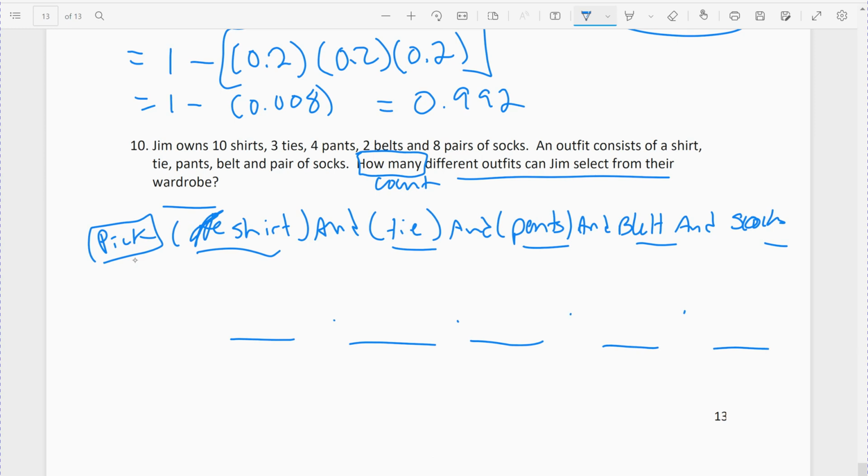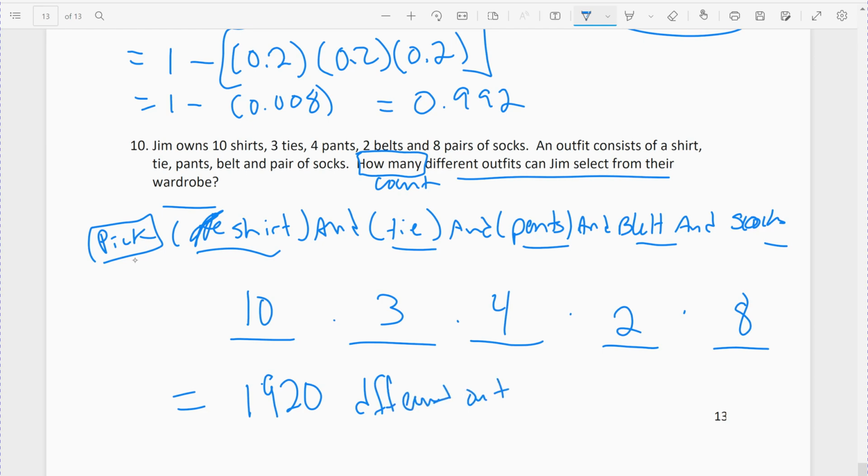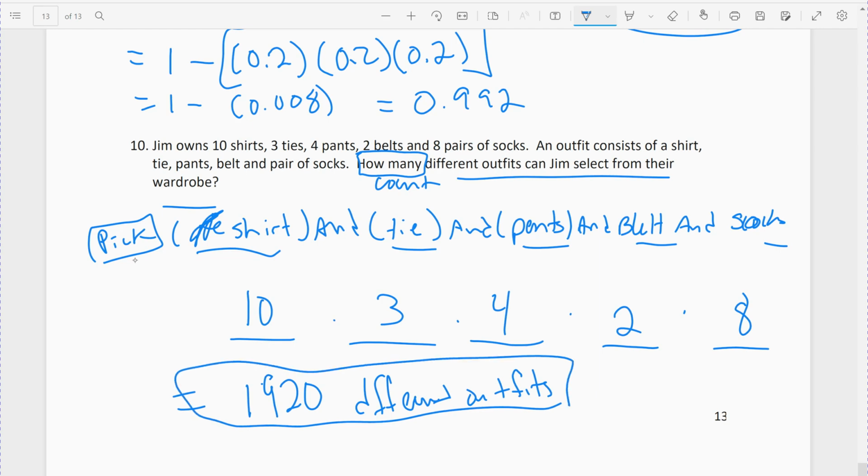Alright, when he picks a shirt, he has 10 outcomes for that. When he picks a tie, there were 3 outcomes for that. Pair of pants, there were 4 outcomes for that. Belts, 2. Pairs of socks, 8. So it's going to be 10 times 3 times 4 times 2 times 8. And that means he has a grand total of 1,920 different outfits. Again, if we're saying that each one of those is different.